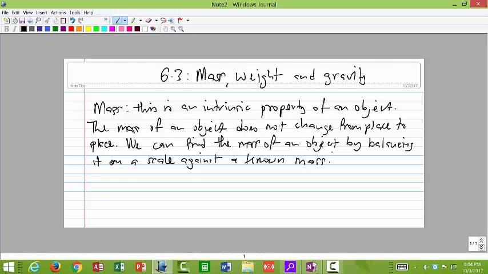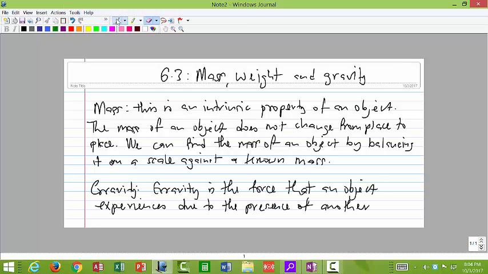Let's look next at gravity. Gravity is a force. This is the force that an object experiences from the gravitational field. Gravity is a force an object experiences due to the presence of another mass next to it.